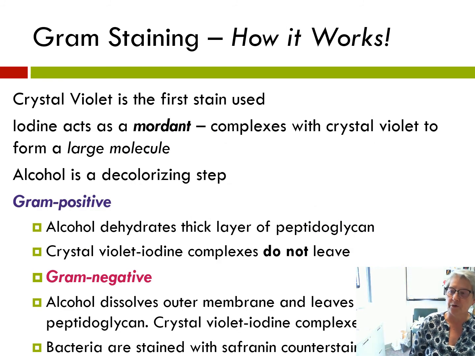So again, just a quick walkthrough. Crystal violet is the first stain used. That's followed by iodine, which is the mordant, which makes this complex. Alcohol is the decolorizing step. So alcohol will decolorize gram-negatives, allowing that crystal violet iodine complex to wash away. And then finally, the final stain, the counter stain, is safranin that will stain the gram-negative bacteria pink.